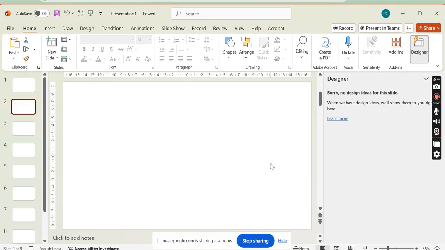But let us start with this anti-reflection coating.